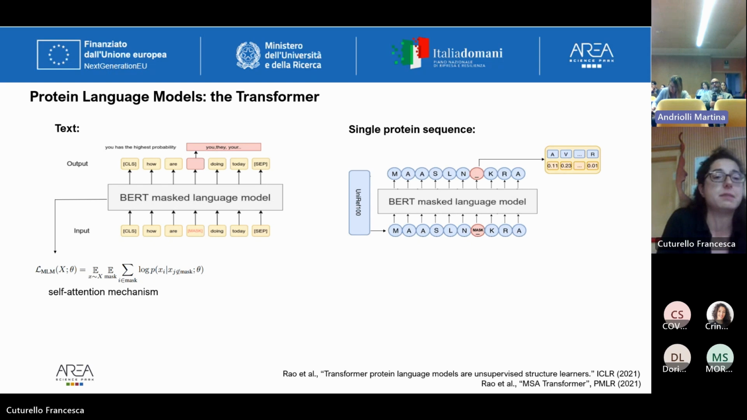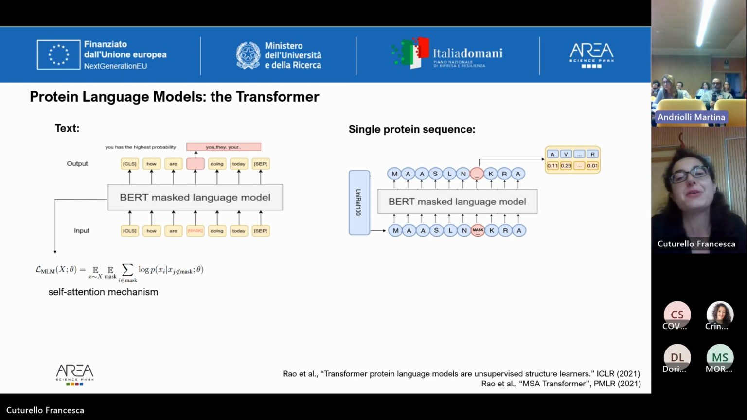So basically, how is it trained? It is trained by this masked likelihood, in which one wants to maximize the probability of observing the correct token at a masked position given the unmasked tokens. That's why they are called context-based, because they learn from the other tokens around. That's also called the self-attention mechanism.